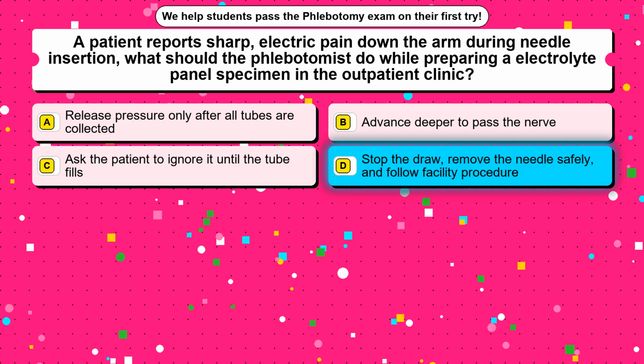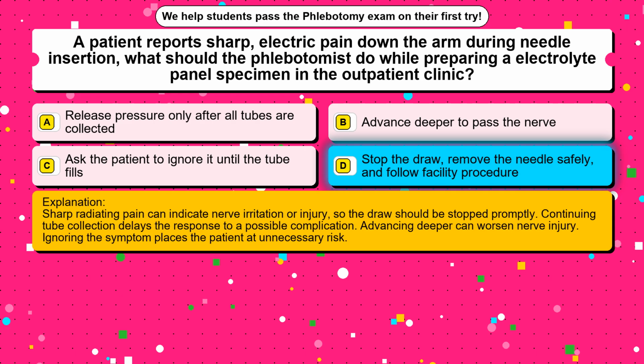The correct answer is option D. Stop the draw, remove the needle safely, and follow facility procedure. Sharp radiating pain can indicate nerve irritation or injury, so the draw should be stopped promptly. Continuing tube collection delays the response to a possible complication. Advancing deeper can worsen nerve injury. Ignoring the symptom places the patient at unnecessary risk.